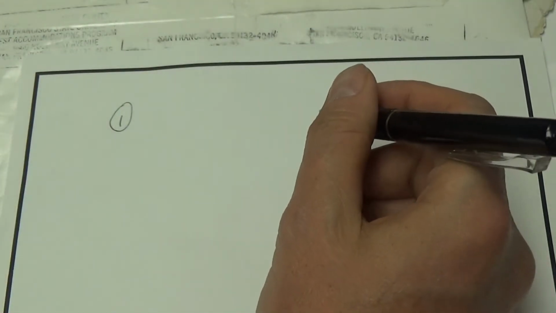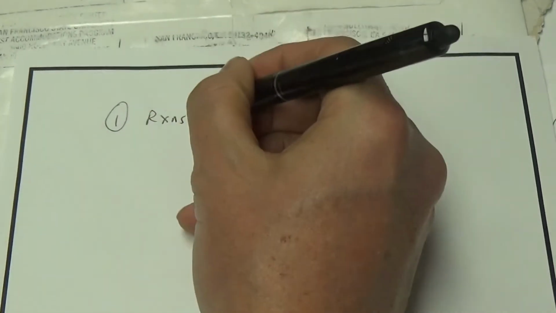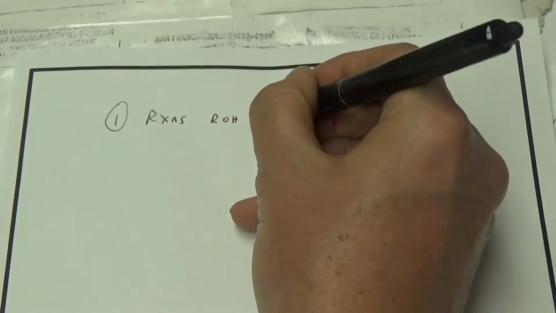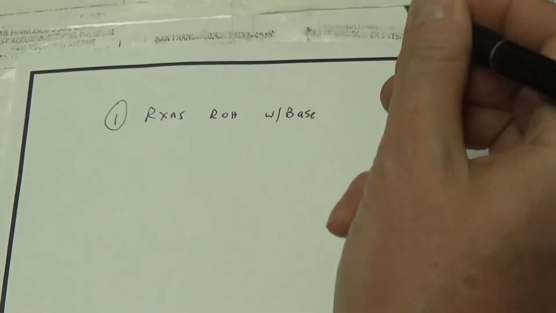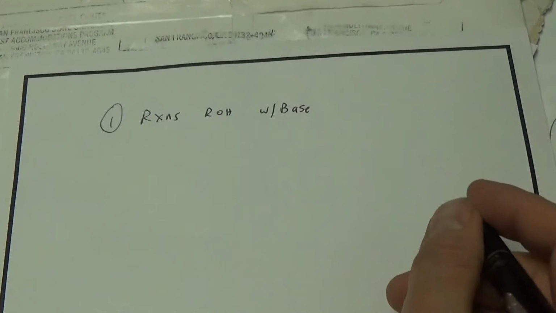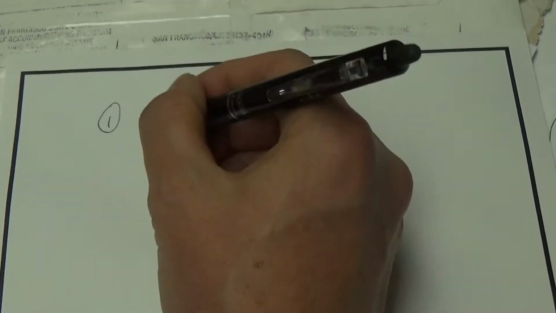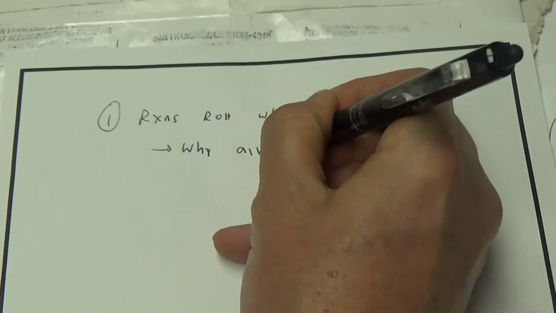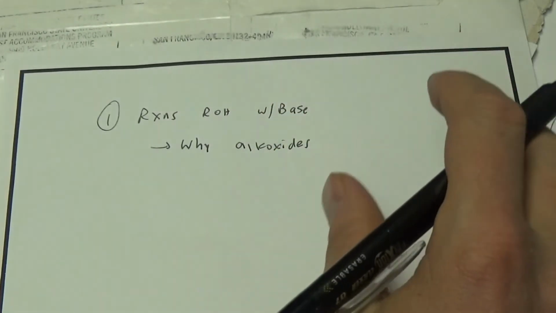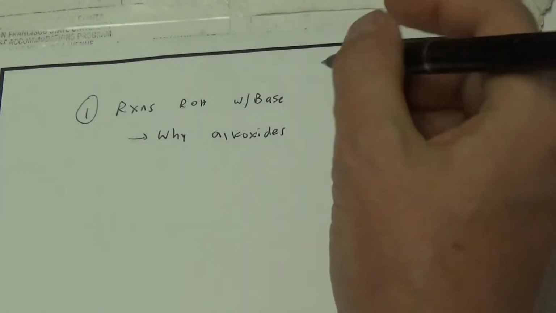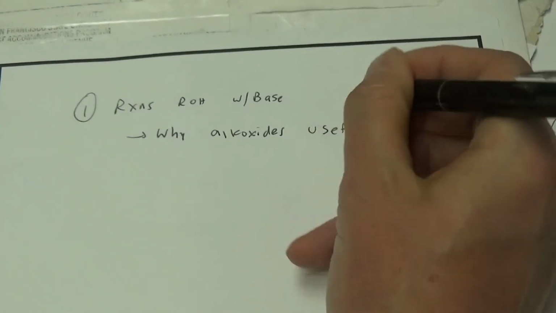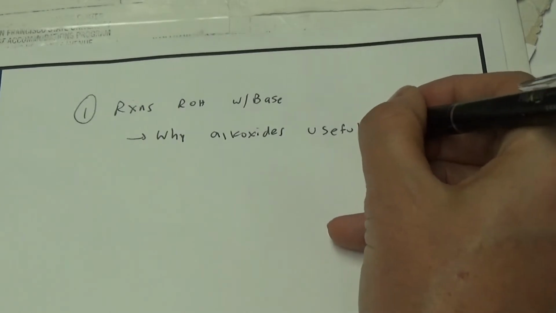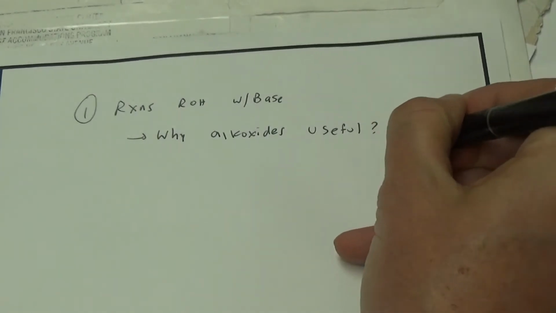Alright, so we're still in number 1 for chapter 9, reactions of alcohols with base. And why are these alkoxides, which just means an oxygen with a negative charge and a metal, why are they useful? Why would you want to make them? The answer is SN2 chemistry.